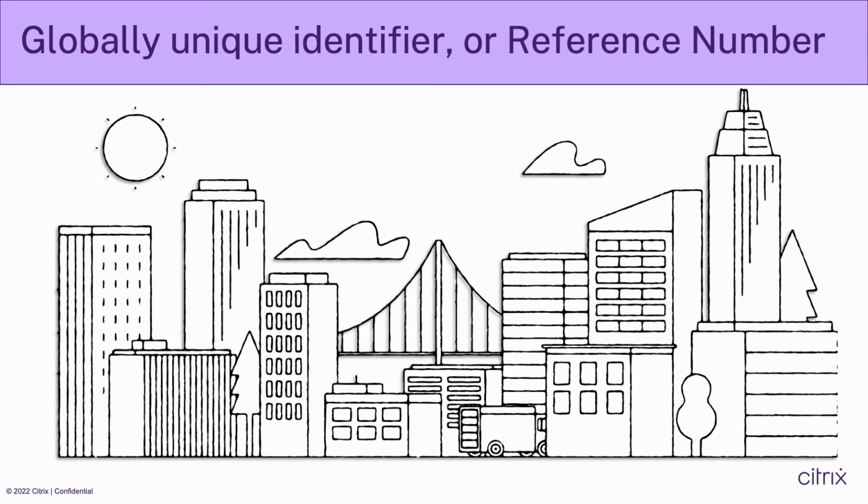Every document uploaded to RightSignature is bound to a globally unique identifier, also known as a reference number. This reference number is included in all communications related to the document and acts as the document's authoritative identifier for the entirety of its life cycle. I'll point out what the reference number looks like later in the demonstration.